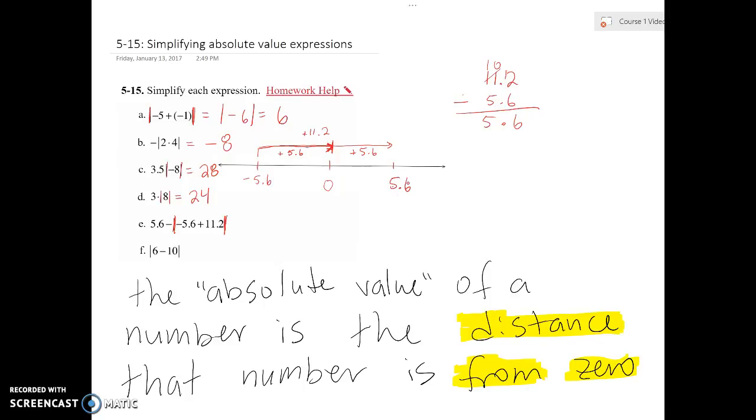And I'm asked, how far is that from 0? That's what the absolute value is. How far away is this from 0? And it is 5 6/10 away from 0. So I'm saying 5 6/10 minus this distance is 0.